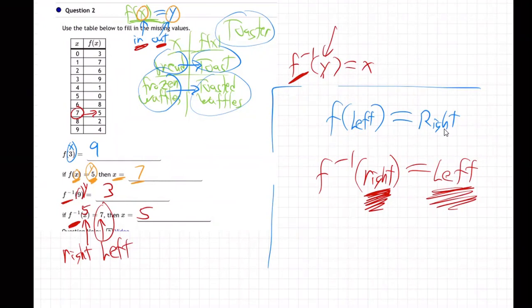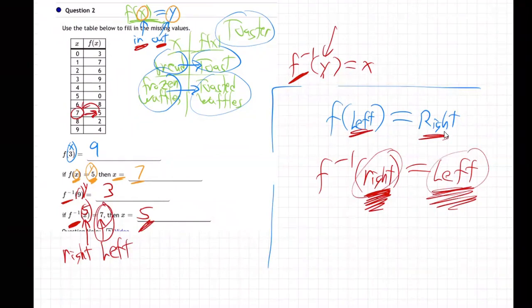So normal functions take stuff from the left and change it to the right. Inverse functions go right to left, backwards. Or I'm sorry, they gave me the 7, which connects with the 5. There we go. I better stop while I'm ahead. That's how it works.